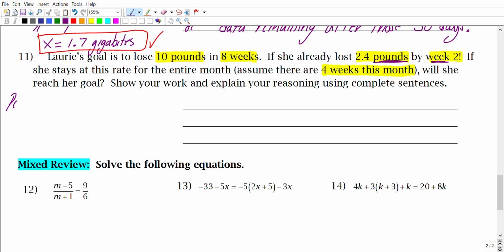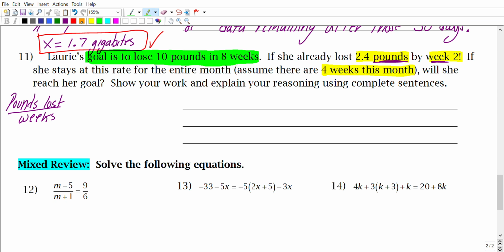So pounds lost over weeks. Okay. Now, just like before, guys, we were trying to track a limit or a package. Now we are trying to track a goal here. Okay. So this is the goal that we want to reach. So once we have our answer, we want to see if we've reached this goal.